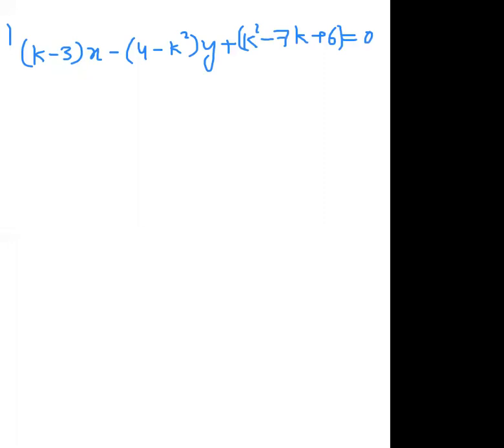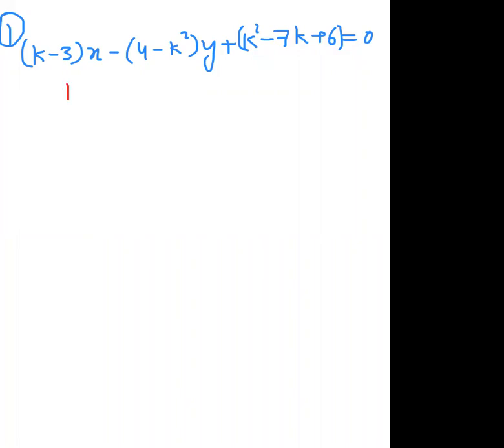We are going to calculate some of the things, whatever they are asking. Find the value of k if the given line is parallel to the x-axis. This line is parallel to the x-axis. So the first task is to calculate the slope.